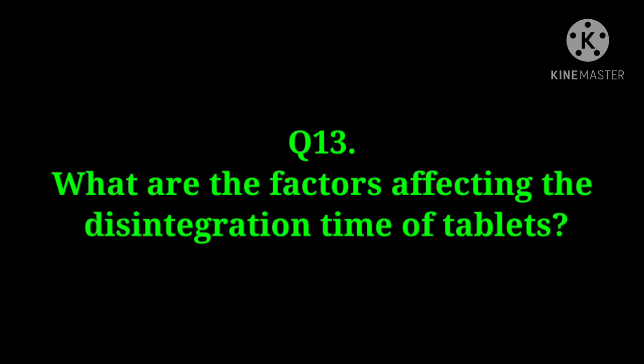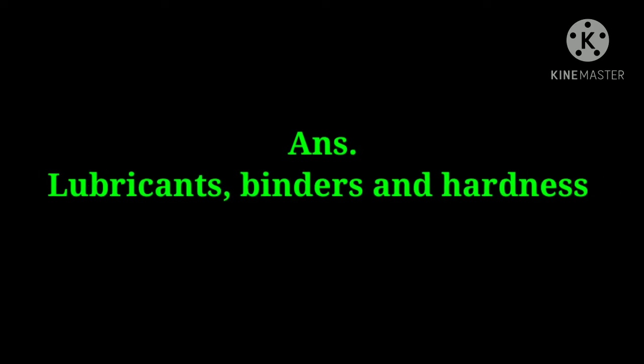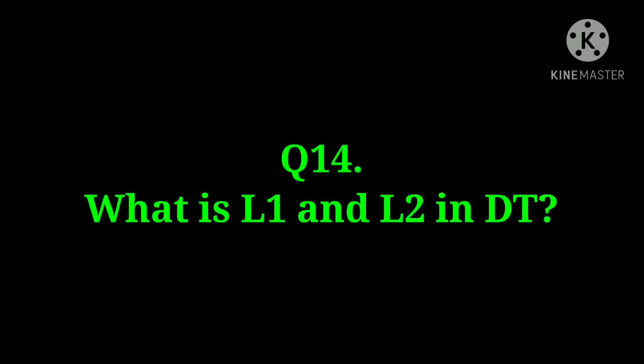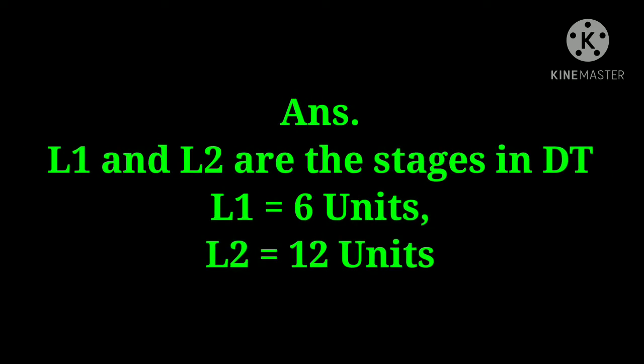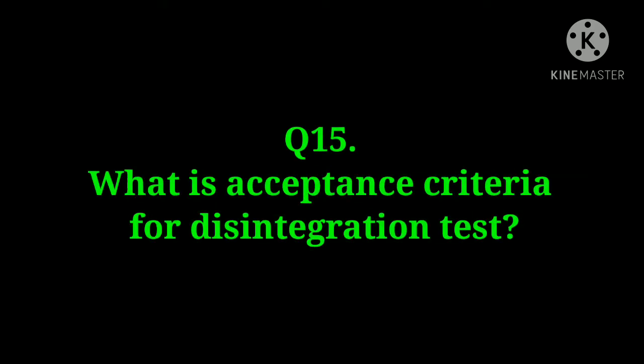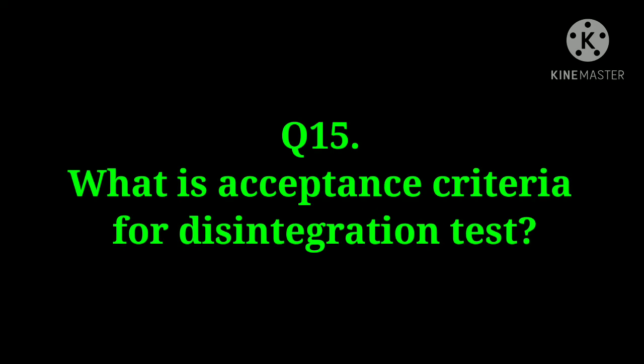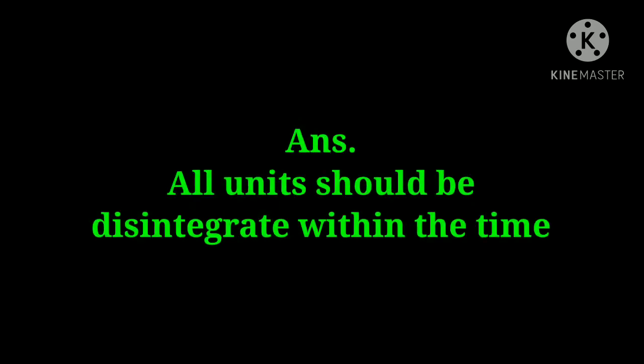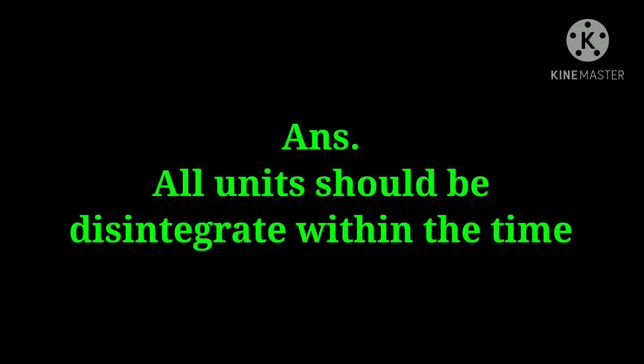What are the factors affecting the disintegration time of a tablet? The answer is lubricants, binder and hardness. These are the factors that affect the DT. What are L1 and L2 in a DT? L1 and L2 are two stages. In L1 we analyze 6 tablets and in L2 we analyze 12 units or 12 tablets. What is the acceptance criteria for the disintegration test? All units should disintegrate within the time.